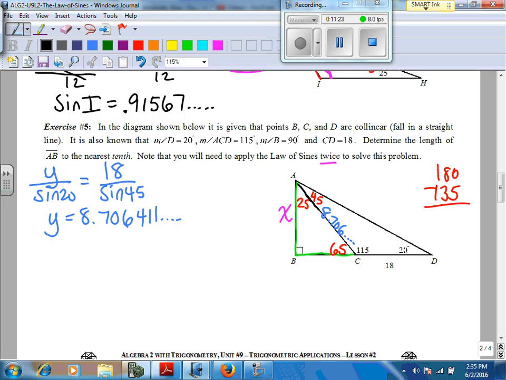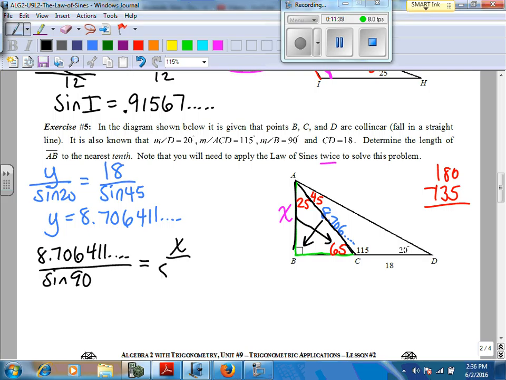And now from here, you could use SOHCAHTOA, because that's a right triangle, or we can do law of sines again. We now have that 8.706 over sine 90, that number's in your calculator, so use that, equals x, which is what we're trying to find, over sine 65. Again, cross multiply and solve, and you're going to get 7.9 for your answer. Did they give you units, no feet or inches or anything like that? Nearest tenth, we did do nearest tenth, so we're done.